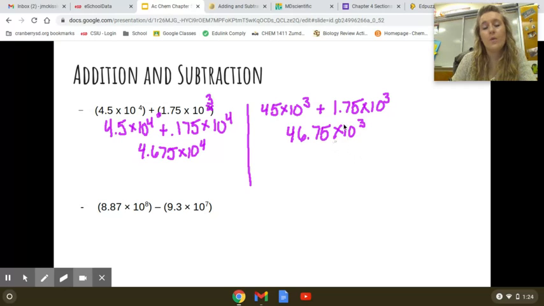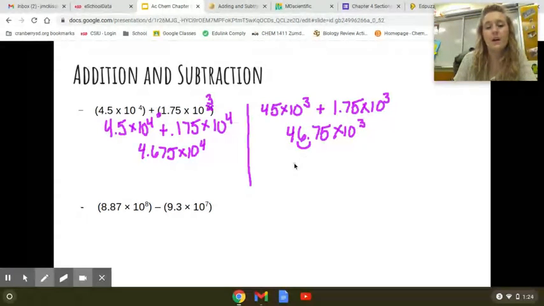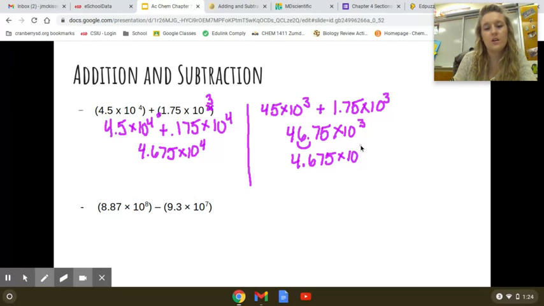Now, what's wrong with this answer here is that it's not in correct scientific notation. So what we need to do is get it so that it is. And that's going to take moving that decimal place one place to the left, and we're going to get 4.675 times 10 to the fourth. And you can see that no matter which way you do it, your answers are exactly the same. Okay, so you should end up with the same answer both ways.